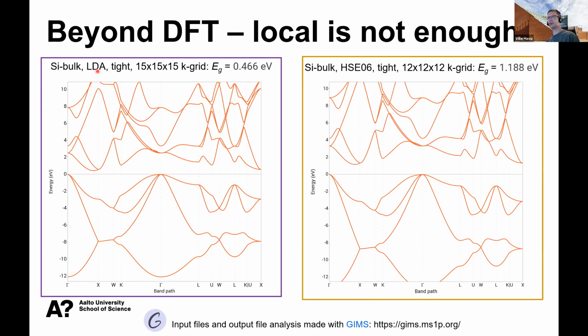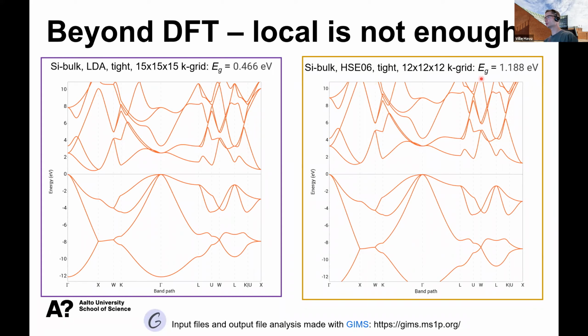This is an LDA band plot. It doesn't actually matter which local functional it is, and you have a gap of 0.466 eV, which is of course not the silicon bulk band gap. The problem is, of course, that the local functionals are not enough. You need something more. And traditionally, in the semiconductor business, you switch to hybrid functionals, probably HSE being the most popular one. I will use it as an example here, but obviously everything I say applies to all the functionals that use some kind of exact exchange or screened exchange or derivatives of that.